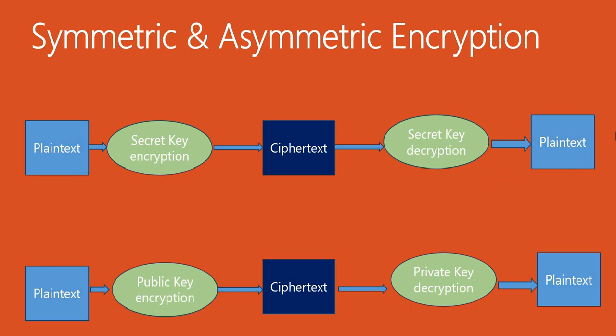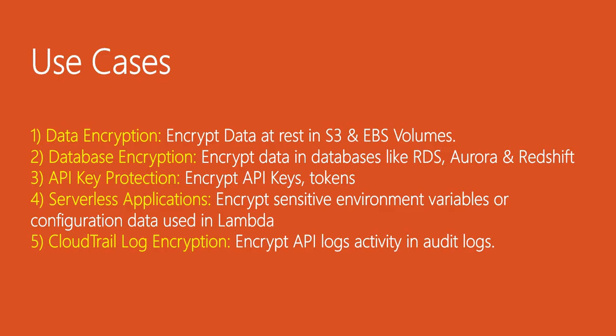So there are two differences mainly. In symmetric key, there is a single key that can be used for both operations, encryption and decryption. While in asymmetric encryption, there are two keys, public key and private key. Public key is used for encrypting the data and private key is used for the decryption of the data.